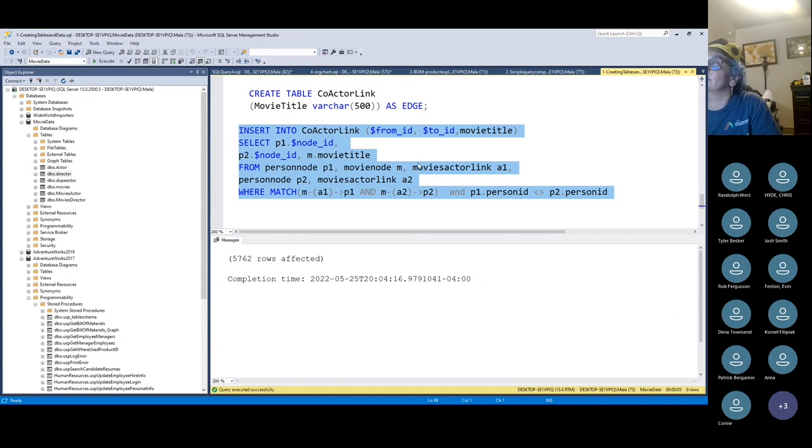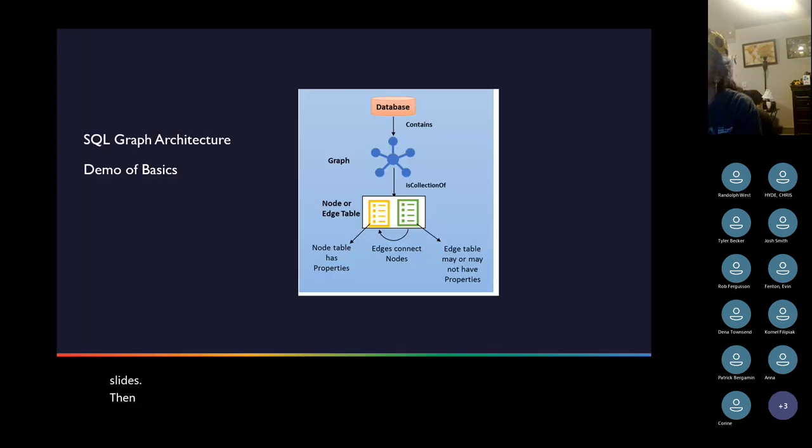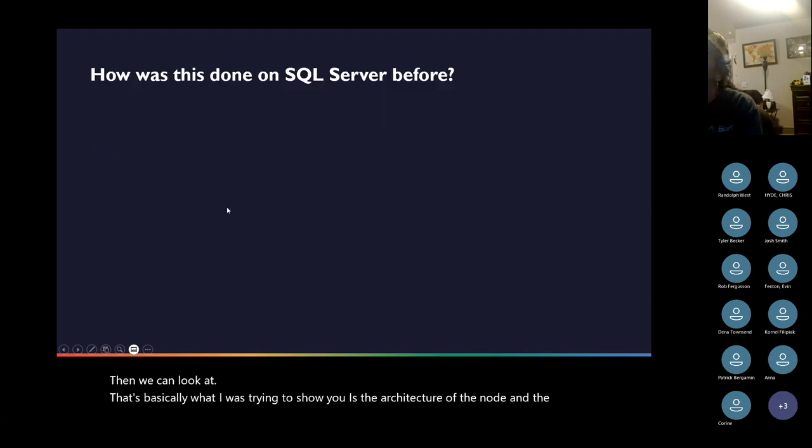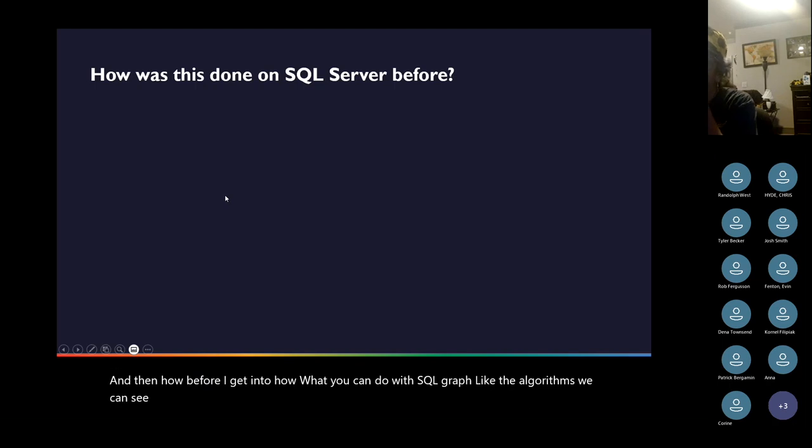Okay, so we have created all the data that we needed here, and then let me see where I am in the slides. That's basically what I was trying to show you, the architecture of the node and the edge tables. Before I get into what you can do with SQL graph, like the algorithms, we can see how this was done on SQL Server before all of this evolved.